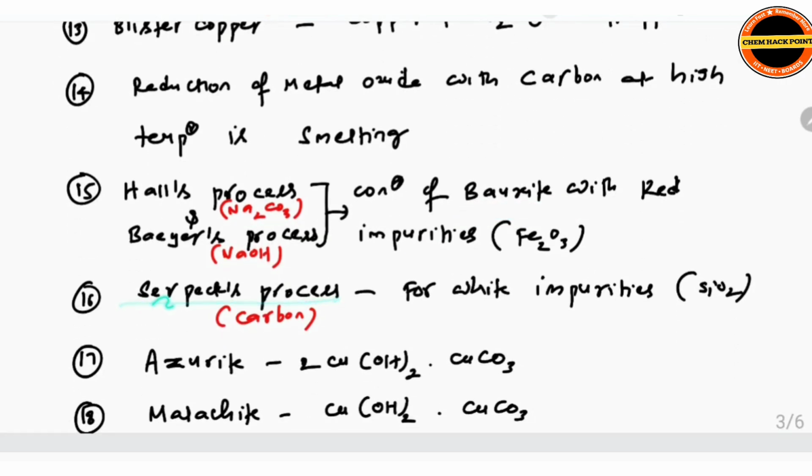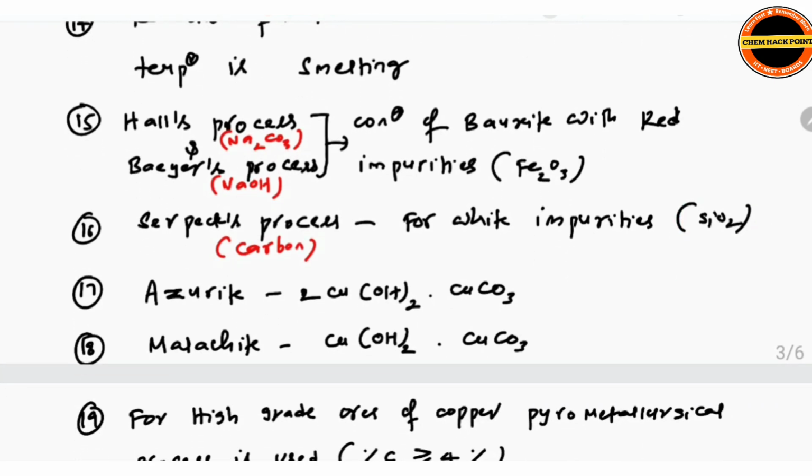Serpeck's process, where carbon is used, is for white impurities. For the removal of white impurities, SiO2, we use this method.